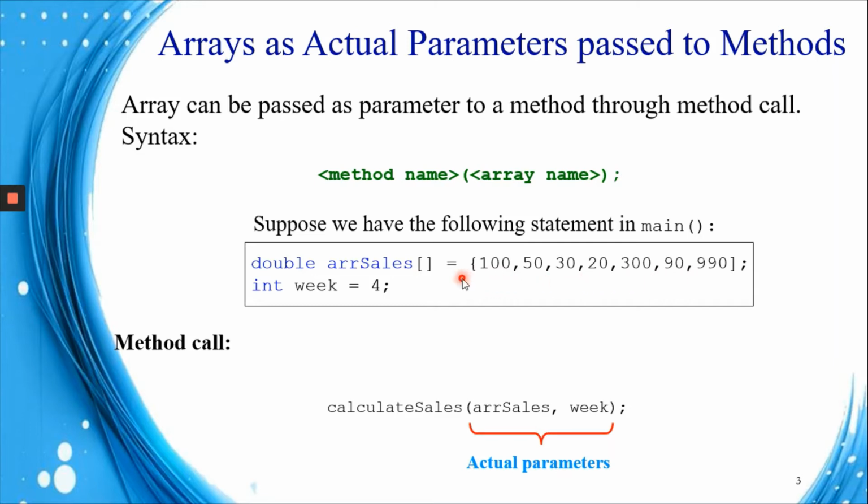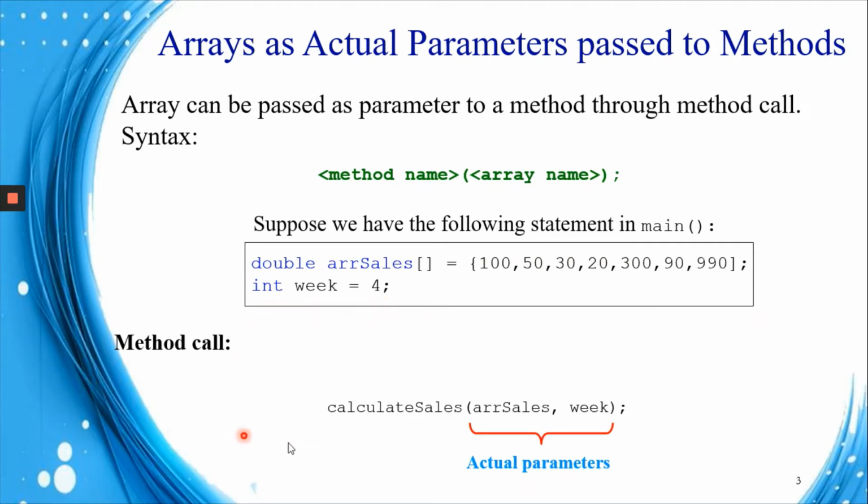So we declare and initialize rSales with double data type, and these are the values inside the array. After that, we have another variable, integer week equals 4. By looking at the data we have here, it is as if we are keeping 7 sales for 1 week. So these sales represent 1 week, and the week is week 4, the 4th week of a month. Now we already have the array and we also have the week.